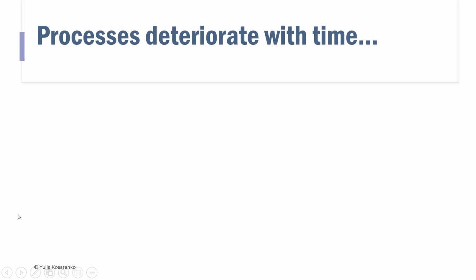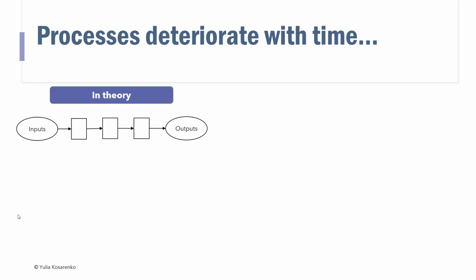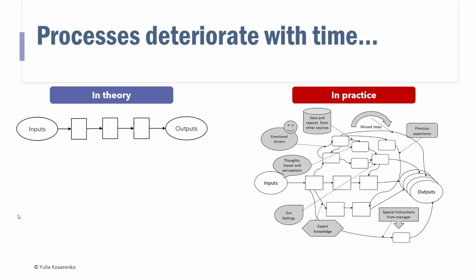The reason we need to do all of this analysis is that processes don't stay stable. Processes often deteriorate with time. They get more messy. The process may have started like this when it was designed in theory, or maybe it looks like that in your diagram and in your standard operating procedure. But if you do your immersion, or if you ask enough questions, if you start looking at artifacts, you may discover that in practice your process looks a little bit more like this.